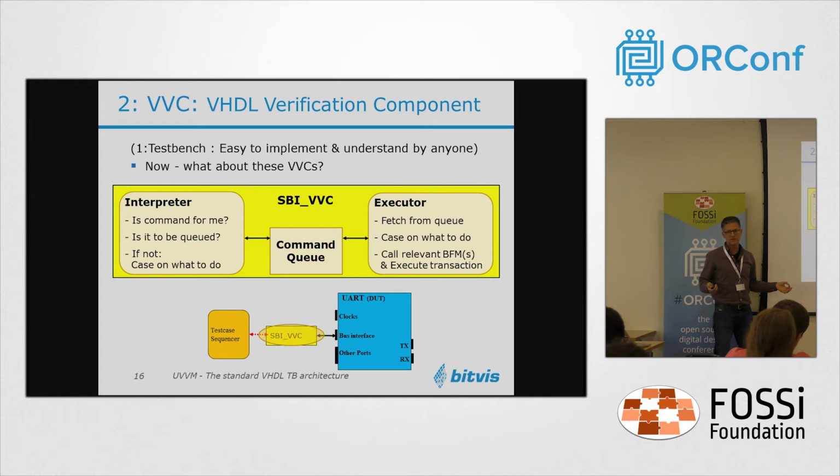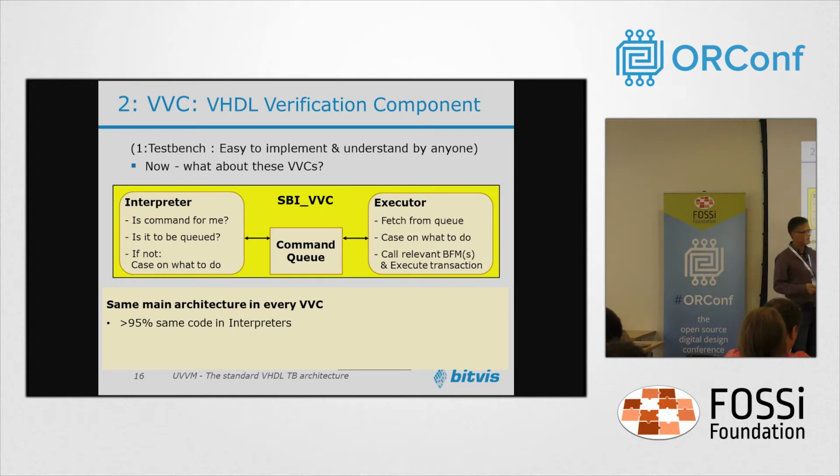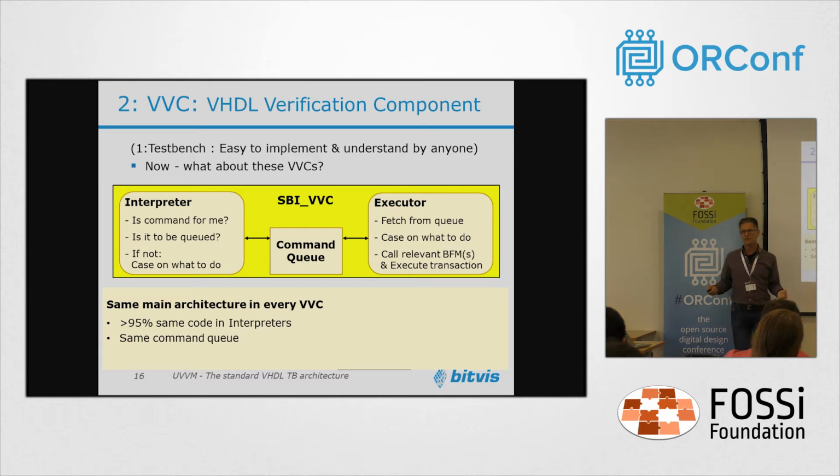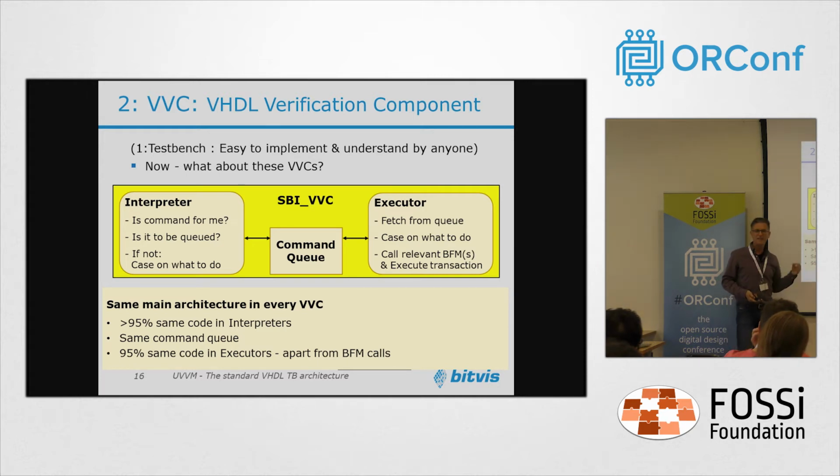And that's it. It's that simple. And the good thing is that you have the same main architecture in every single verification component. So 95% same code in the interpreters. It's the same command queue due to the fact that in VHDL 2008 you can have a template queue, a generic queue. And you have 95% same code in the executors, apart from the BFMs. And of course, the bus functional models you always have to make anyway, unless you're not doing proper verification.